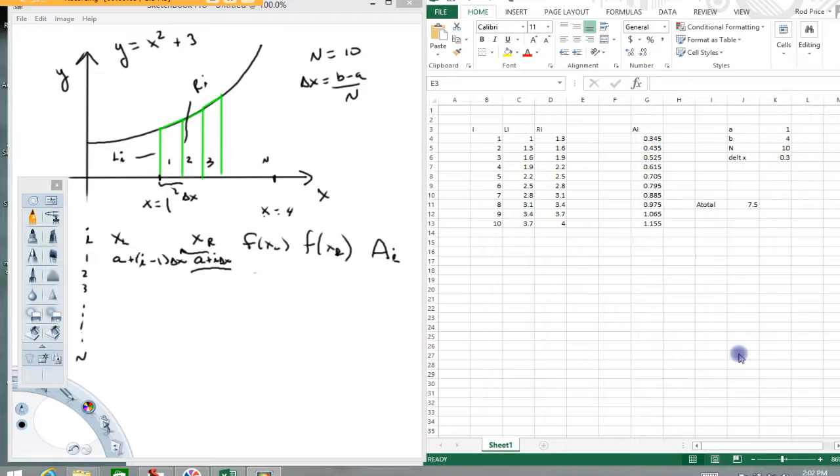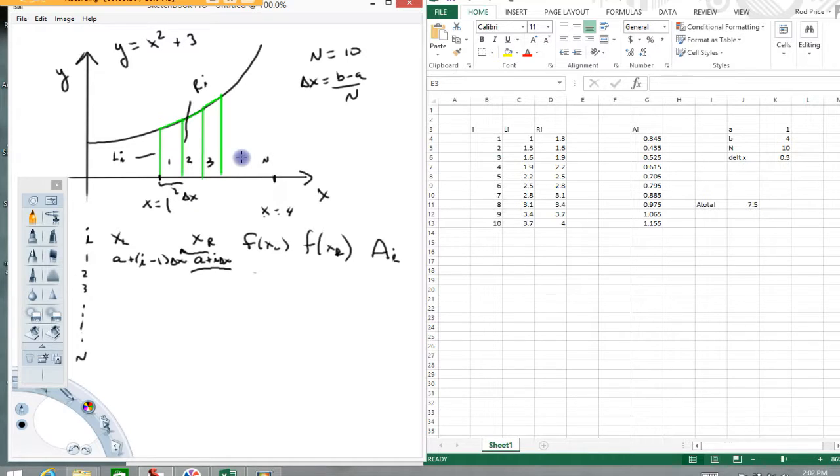The purpose of this video is to demonstrate how to use trapezoids in Microsoft Excel to estimate the area bound under a curve. So what we're going to do here is look at the curve y equals x squared plus 3, and try to estimate the area bound between x equals 1 and x equals 4. Now I've already drawn in some of these trapezoids here, so here's the first one, and then the second one, and the third one, and so forth.